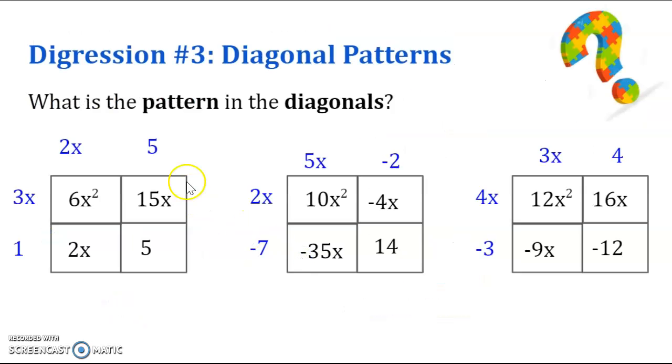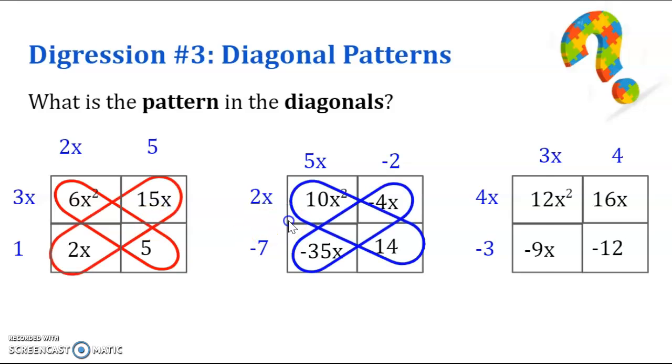All right. But I want you to also notice something. What is the pattern in the diagonal? 6x squared and 5, and 15x and 2x. These are all the solutions that we've been working on today, or actually last lesson and today. What patterns do you notice about the diagonals?